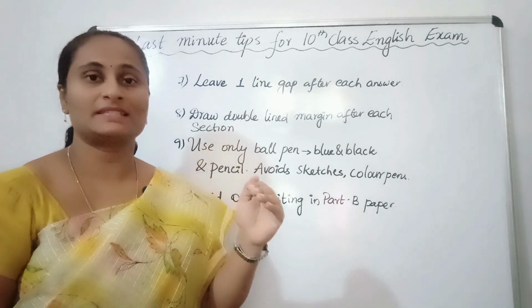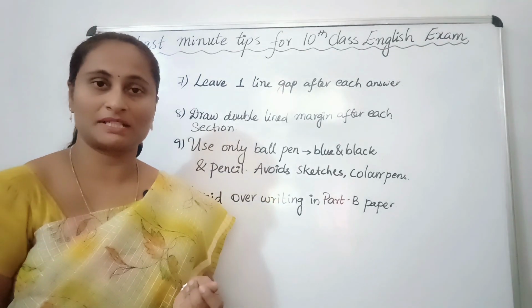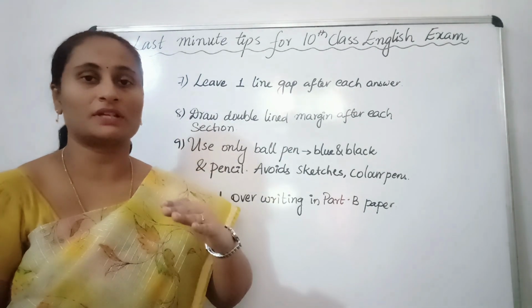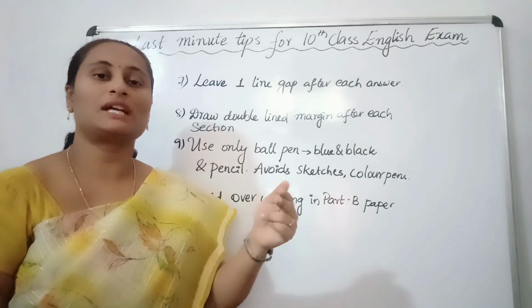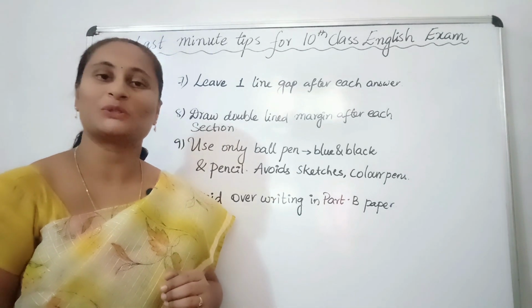Next tip is draw a double line margin after each section, like section A, section B. Questions 1 to 4 come under section A. After those 4 question answers, draw a double line margin, so that it looks like you are going to the next section. It will be clear for the evaluator to correct your paper.